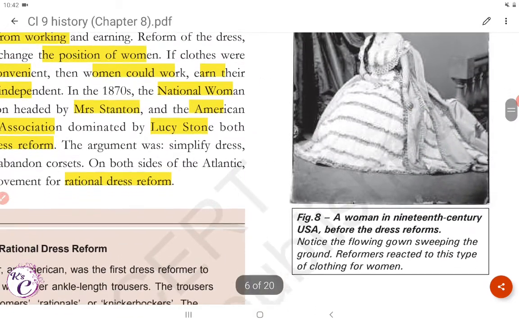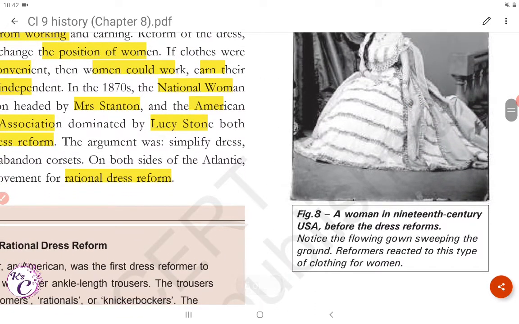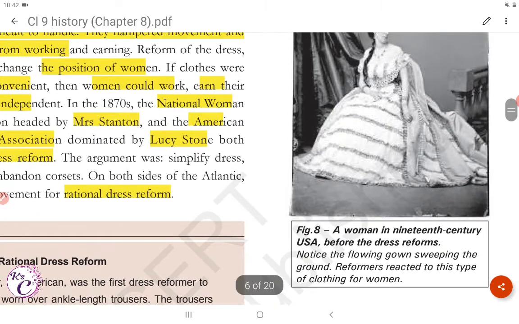So here's figure 8. A woman in 19th century USA before the dress reforms. Notice the flowing gown sweeping the ground. Reformers reacted to this type of clothing for women.